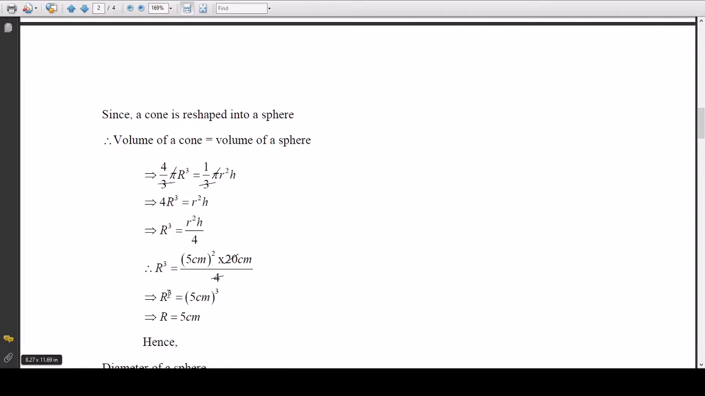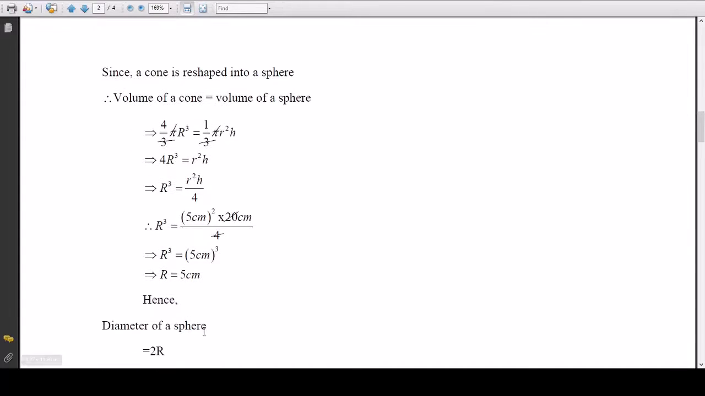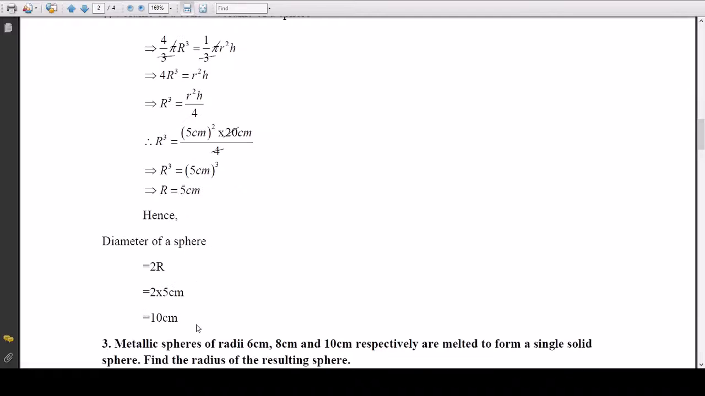Again, taking the cube root on the right side will be the cube root of 5 cm cubed. Cancelling the root sign and the power of this 5 cm, you will get r to be 5 cm. Hence the diameter of the sphere will be twice the radius, twice of 5 cm, which is 10 cm. Clear? Next we move to problem number 3.